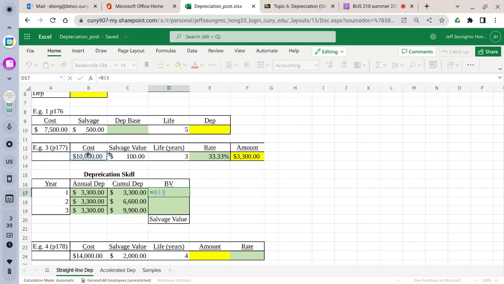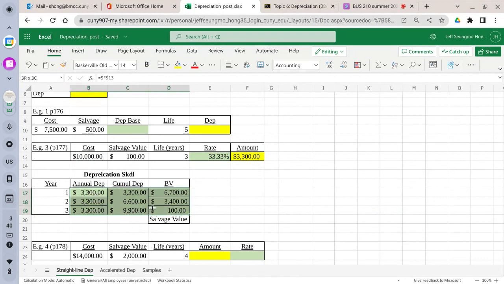And then the book value is always purchase cost minus accumulated depreciation. So I'm going to lock this too. B13 must be locked because it's going to be repeated. You lock it, hit enter, and you drag it down. Okay. And then finally, the book value in the last year must be exactly the salvage value, and it checks out. This is immaculate.